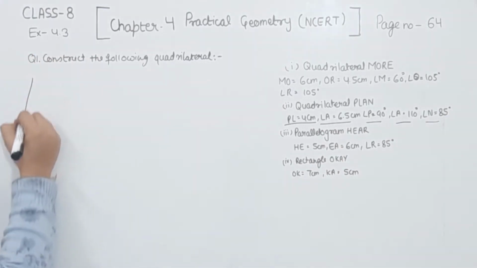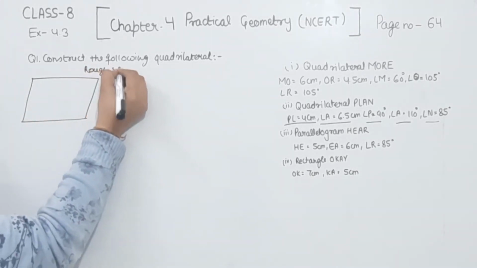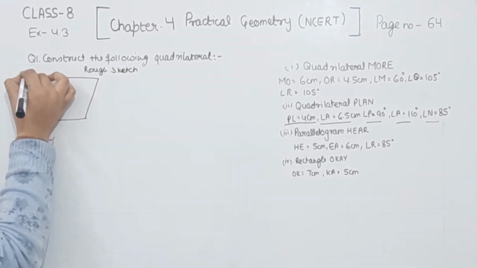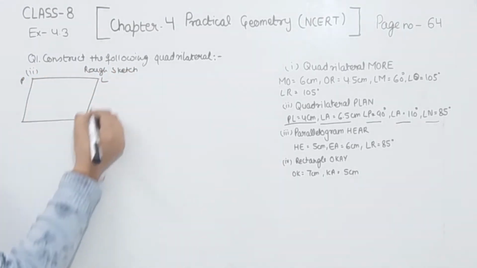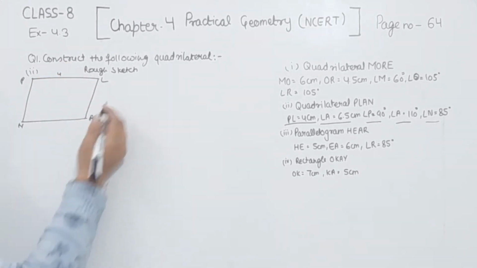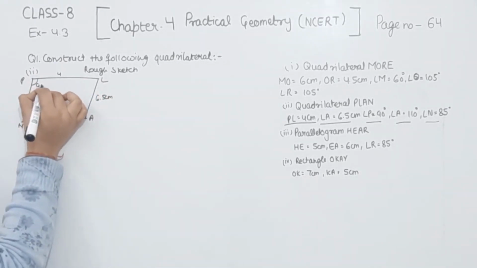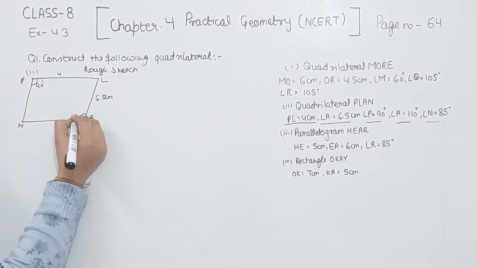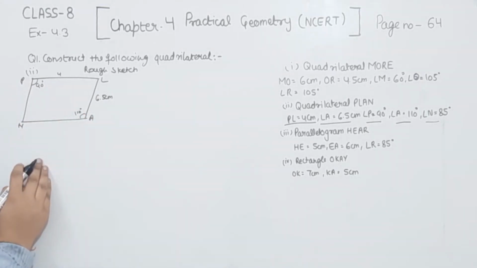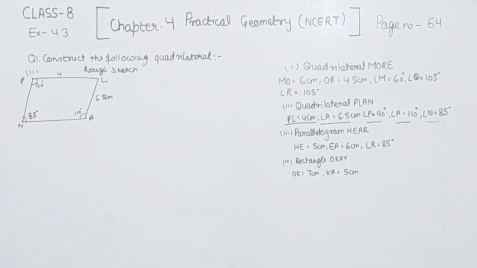So first of all, I am going to draw the rough sketch. So we are going to draw this one. This is the PLAN. Now PL is equal to 4 centimeter, LA is equal to 6.5 centimeter, angle P, this one is equal to the 90 degree, angle A, this one is equal to the 110, and the next one is the angle N we are having as the 85 degree. Now this is the rough sketch of the part 2 we are having. First of all, we are going to find the angle L.